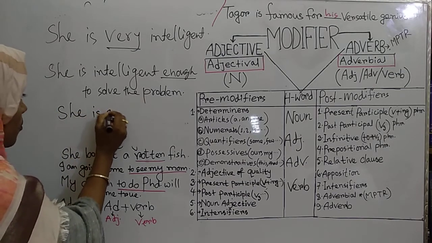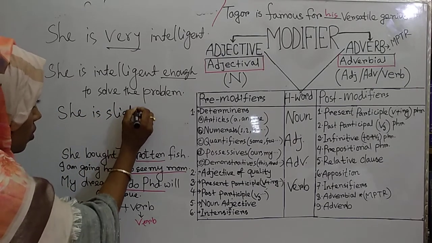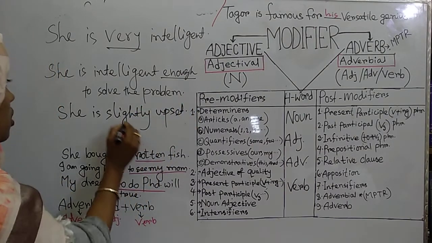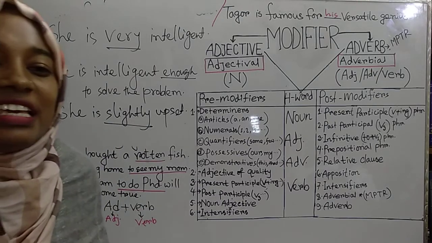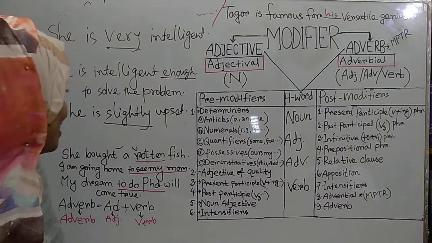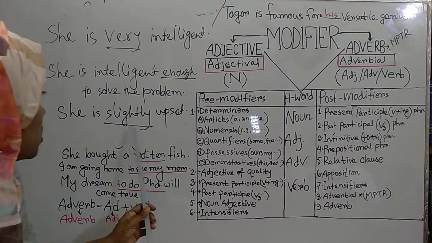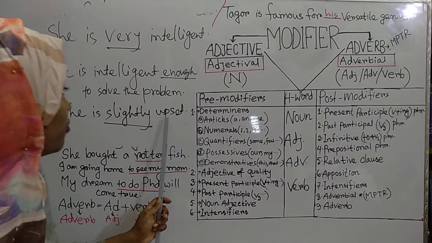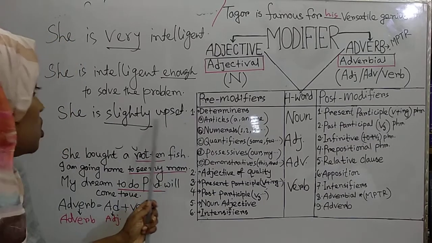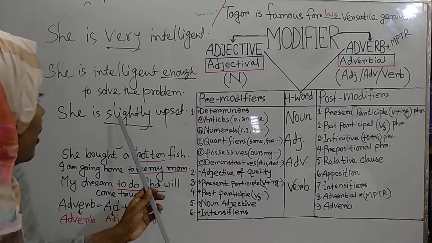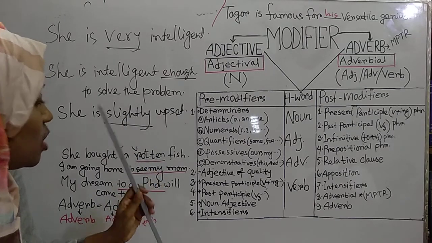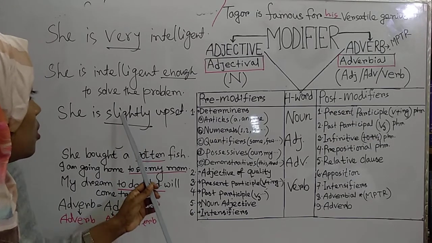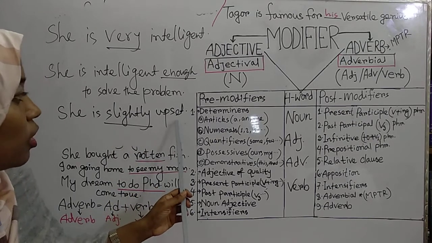She is slightly upset. Here, slightly is an intensifier, but it is a negative intensifier because the word slightly has made the meaning of the adjective upset weaker. So here it is a negative intensifier, and here it has been used as a pre-modifier of the adjective.